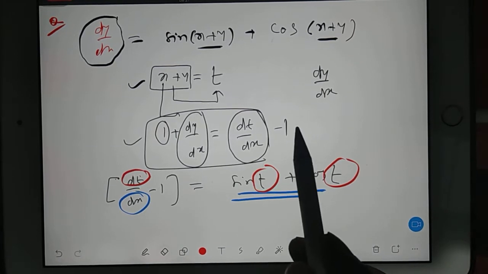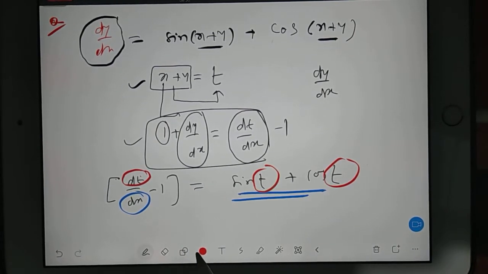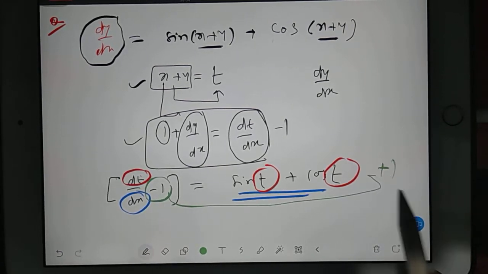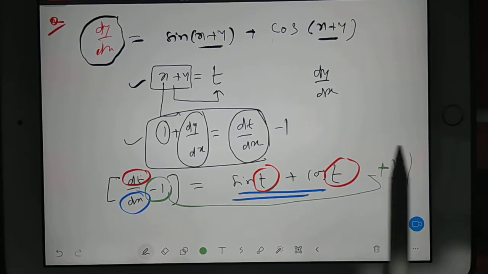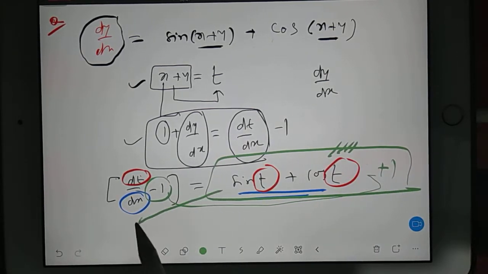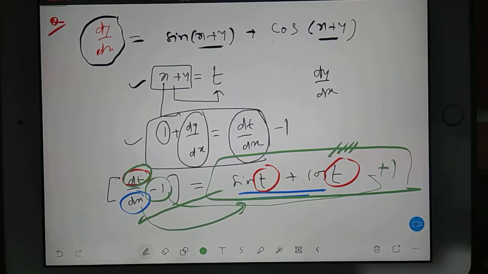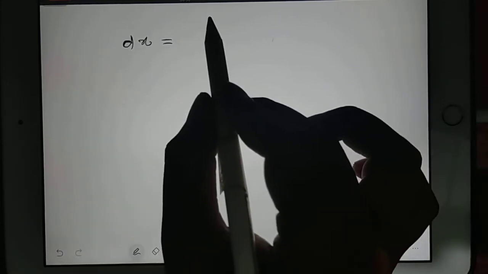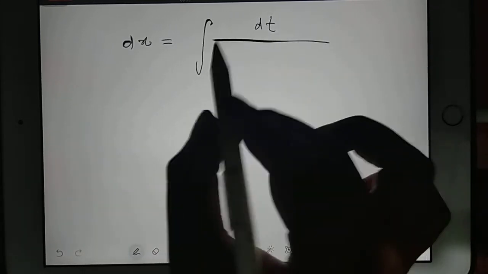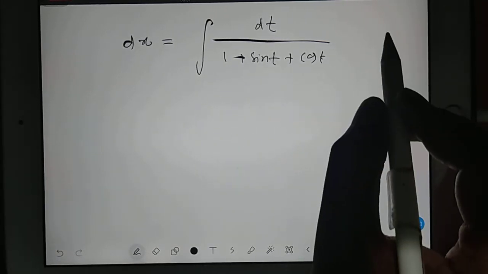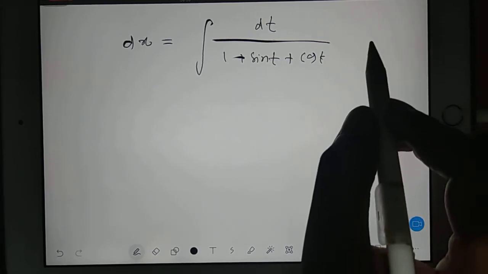Yes, of course, a way is there to separate the variable. What is the way? You do it like this. Take this minus 1 this side, like plus 1. After that, consider this total as one property and then take it down below dt and send dx this side. So it will look like dx is equal to integration dt by 1 plus sine t plus cos t. Now we are ready for the integration.